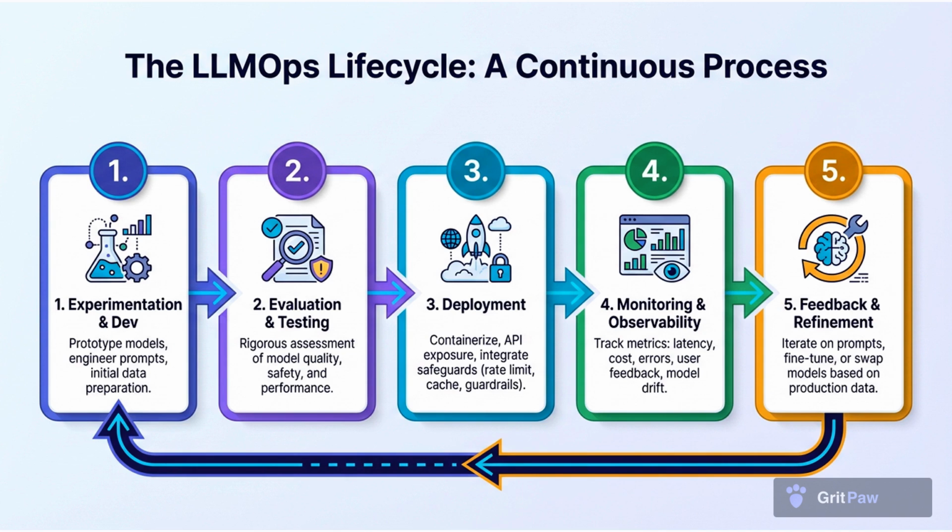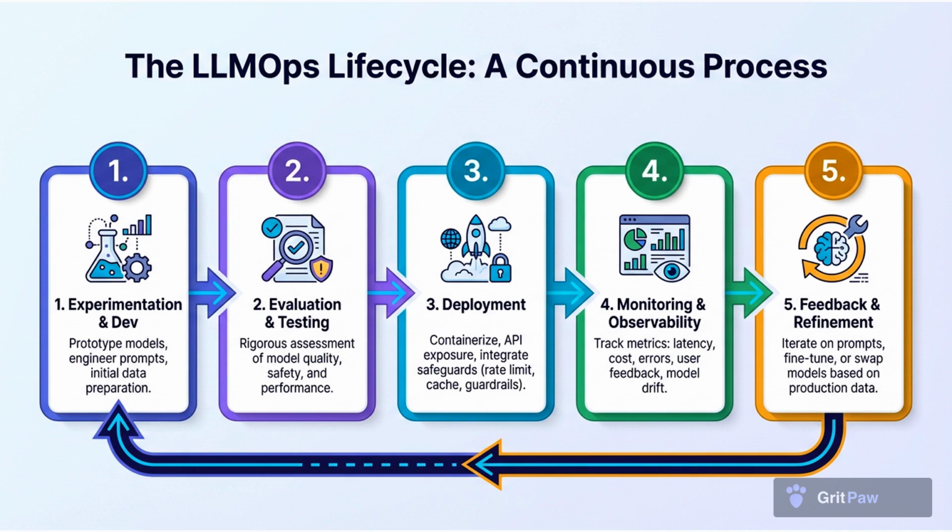Just as DevOps revolutionized software delivery, LLMOps defines a continuous lifecycle for AI applications. It's not a one-time deployment, it's an ongoing process that ensures the health and performance of your LLM system. The cycle typically begins with experimentation and development, where we prototype models and prompts. This moves into evaluation and testing, a crucial phase where we rigorously assess model quality, robustness, and safety against various benchmarks and adversarial prompts.